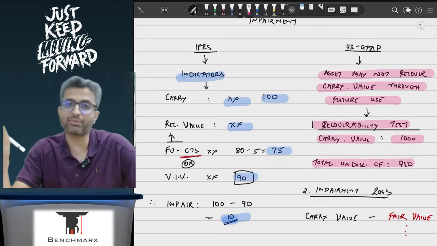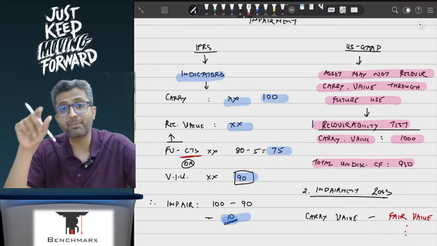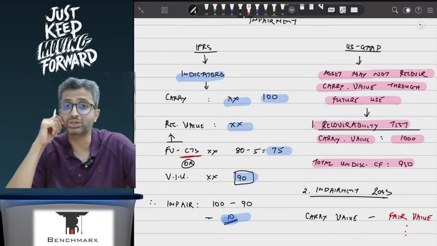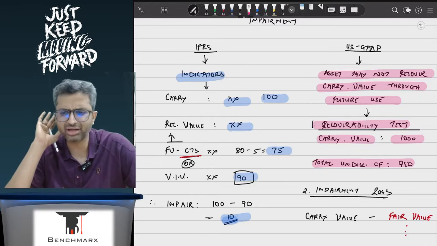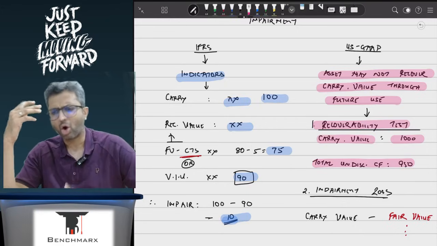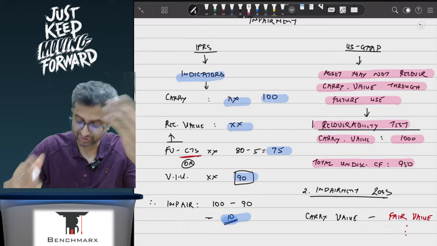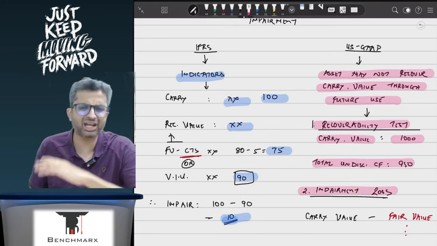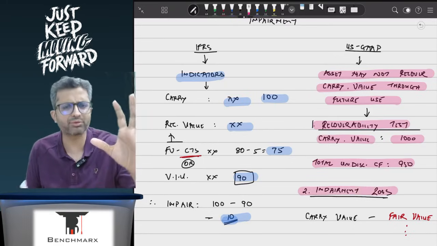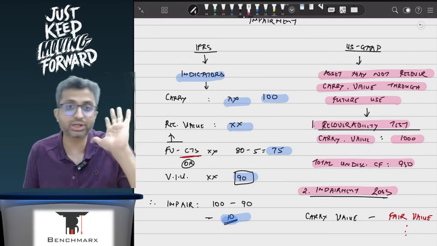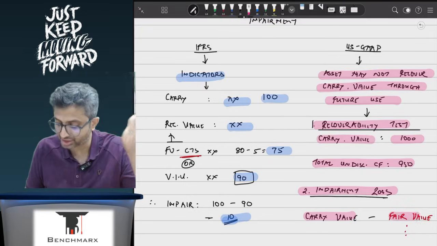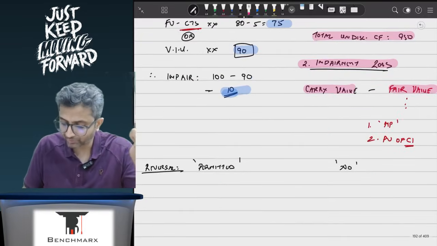The second step is the impairment testing, where they compare the carrying value, let us say 1000, with the market, or they call it directly fair value. They don't look at recoverable value. So they will not do the entire recoverable value testing where they take the present value of future cash flows. They will not even do fair value less cost to sell. They will directly do carrying value minus fair value. That is about it.